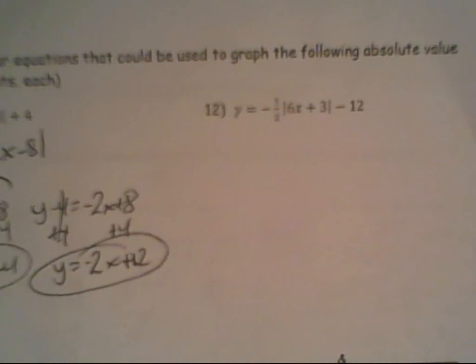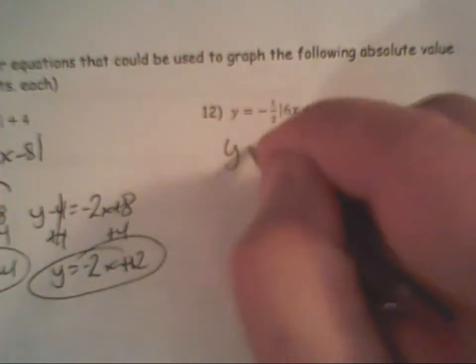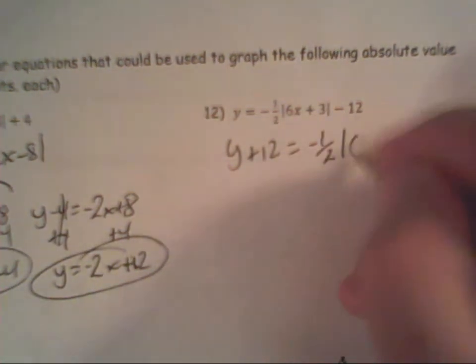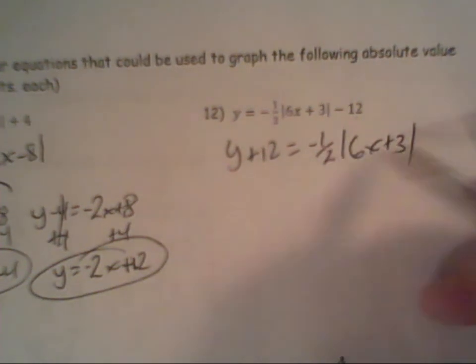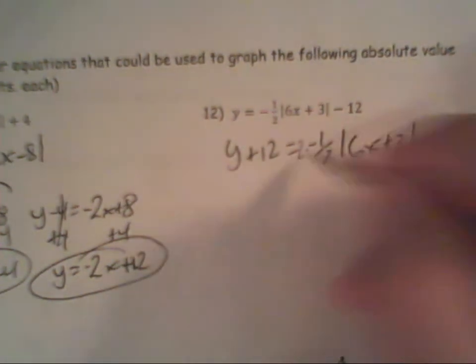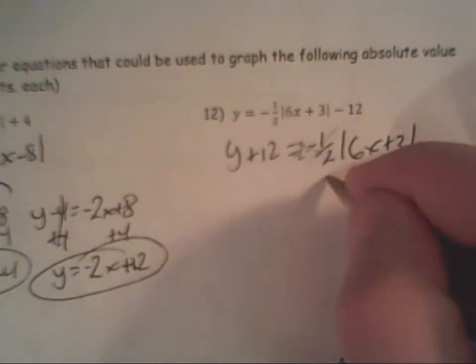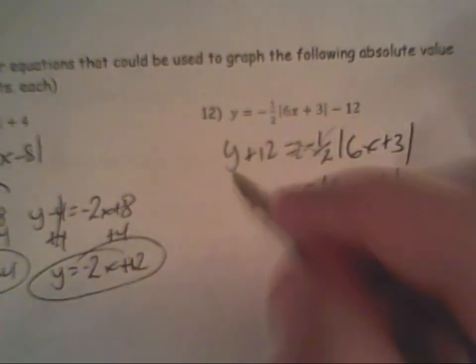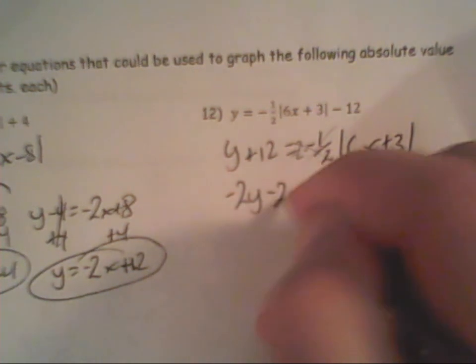And then number 12, to isolate this absolute value, I'd start by adding 12 to both sides. So I'd have y plus 12 is equal to negative 1/2 times the absolute value of 6x plus 3. But then I'm going to multiply both sides of the equation by negative 2. Multiplying by negative 2 is going to cancel out the negative 1/2. Negative 2 times negative 1/2 is just 1. So that means I'd have the absolute value of 6x plus 3 on the right-hand side of the equation.